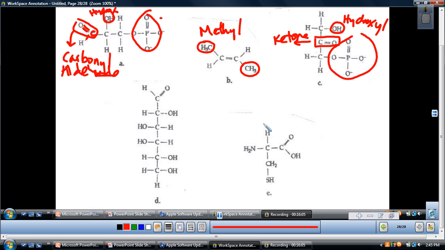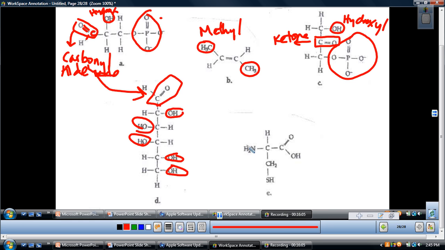Okay, you getting the hang of it? Okay, down here, how about this one? This one has a lot of these OHs. Hydroxyl, hydroxyl, hydroxyl, hydroxyl, hydroxyl. Look at all those. And then this is C double bonded to O. That's carbonyl. It's at the end, so it's also an aldehyde, like this one over here.